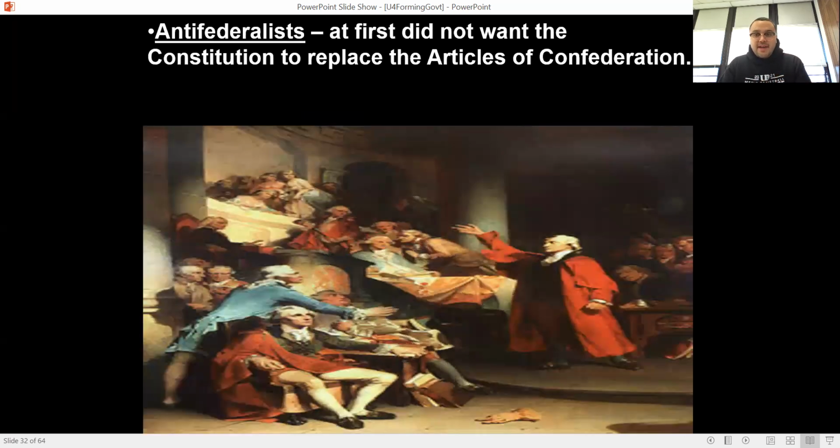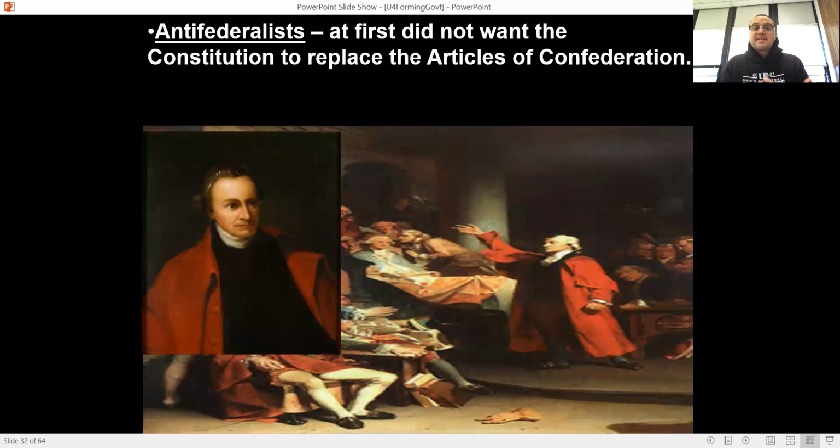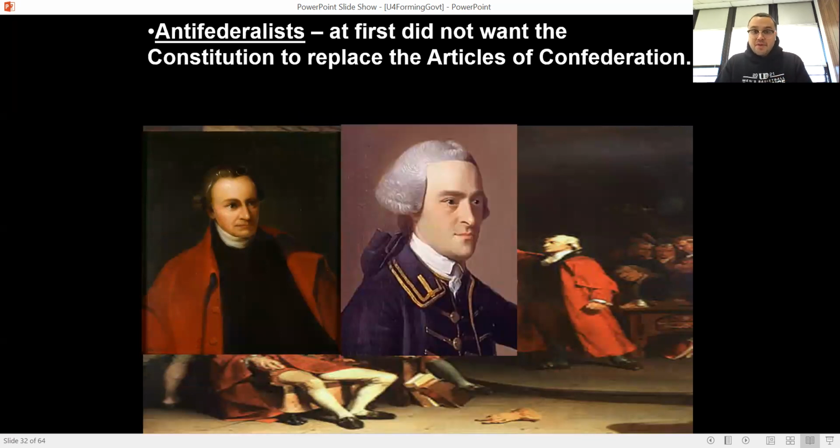As we deal with the Anti-Federalists, it's kind of the complete opposite compared to the Federalists, right? So the Federalists wanted to replace the Articles of Confederation, as these Anti-Federalists just wanted to rework the Articles of Confederation. The Federalists wanted a very strong national government, and the Anti-Federalists wanted an extremely weak federal government.